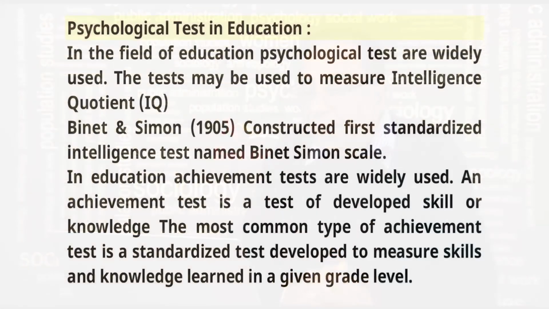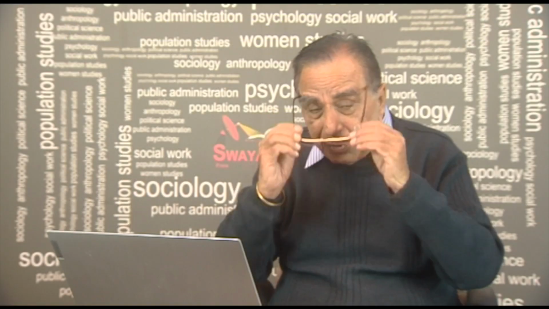In the field of education, psychological tests are widely used. First of all, you need to know the IQ of the students. The tests may be used to measure the intelligence quotient, that is, IQ. Binet and Simon, in 1905, constructed the first standardized intelligence test, named the Binet-Simon scale. Now I am talking about the Binet-Simon scale used in education testing. The French government was worried about the education system.